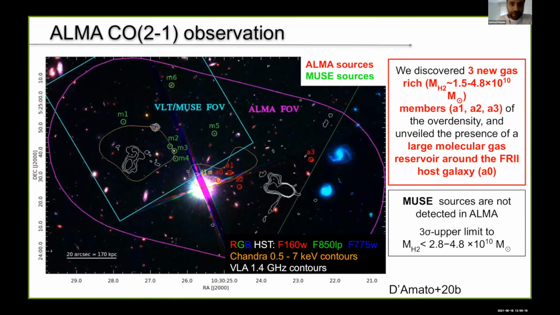So we targeted this structure with ALMA, aiming at detecting the CO 2-1 line transition in order to detect new gas-rich members of the system and possibly the presence of a large gas reservoir in the known members. We actually found 3 new members of the structure, A1, A2, and A3, that have a large gas reservoir of several 10^10 solar masses. We also unveiled the presence of a large molecular gas reservoir around the FR2 core. We did not detect any emission in the previously known members, but the 3 sigma upper limit that we derived, of several times 10^10 solar masses, does not rule out the presence of large molecular gas reservoirs also in these sources.